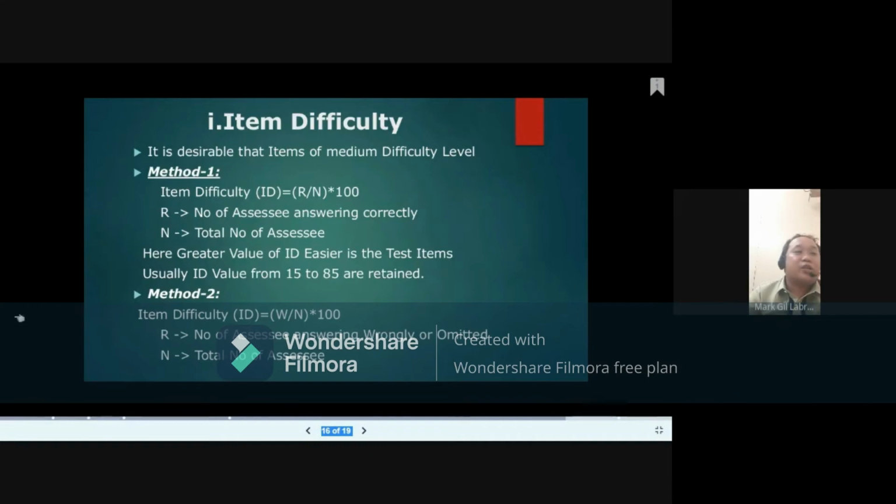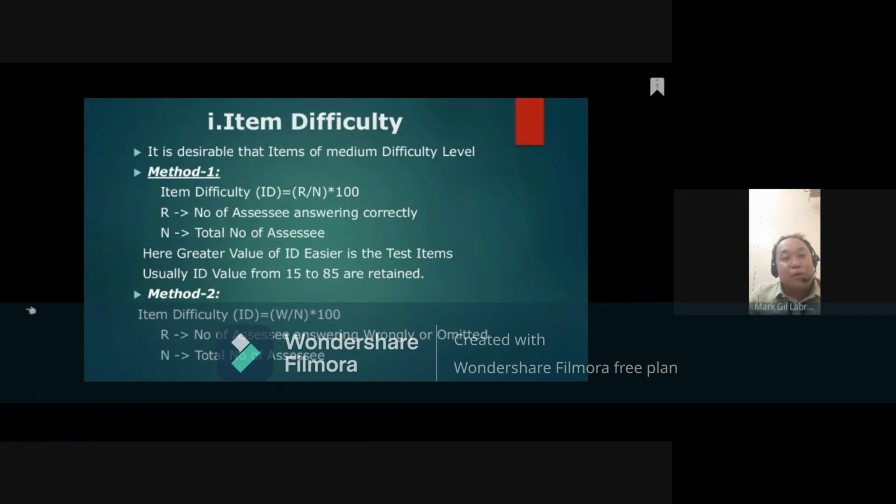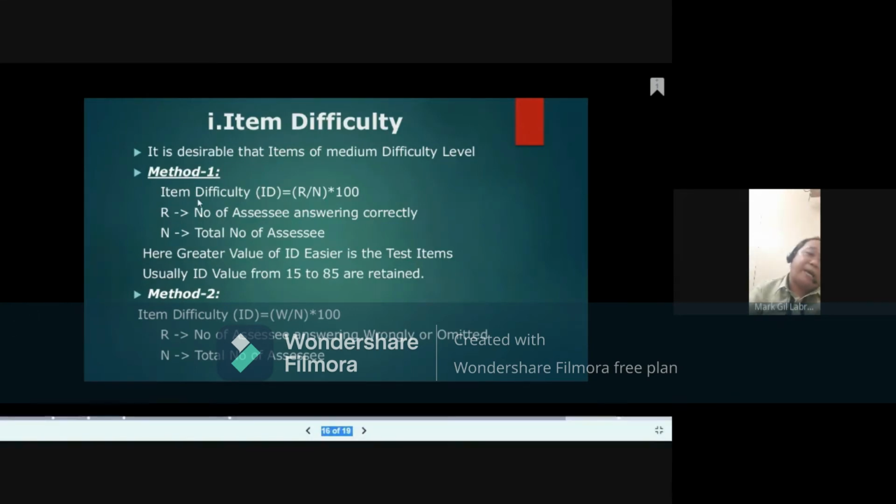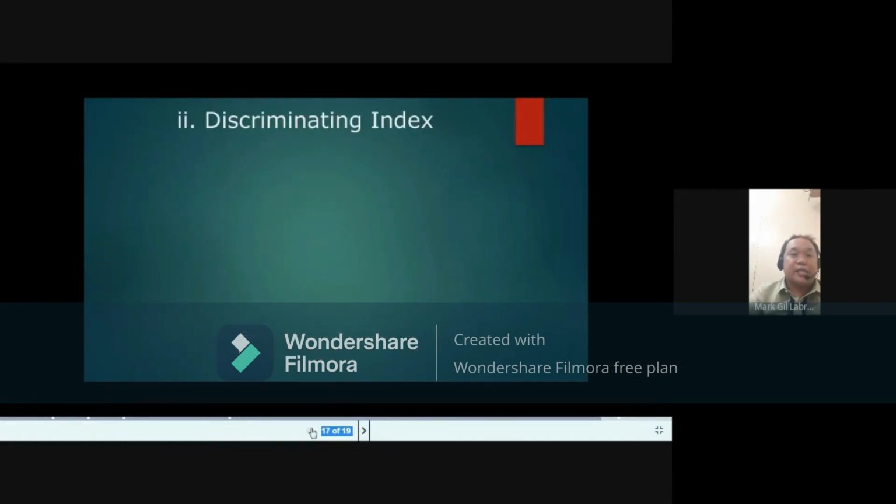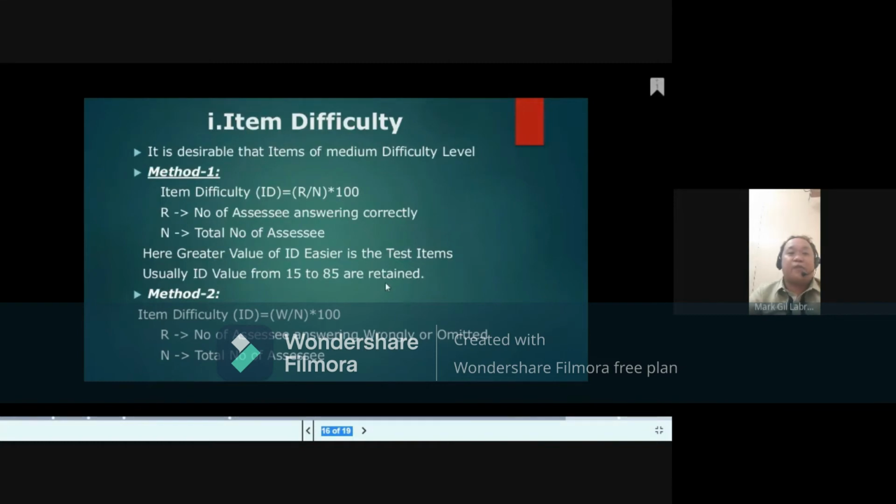Now, another method is ID equals W over N times 100. Yung pinagkaiba niya lang, dito naman ika-count natin yung mga wrong answers, or wrongly answered or omitted by the assessees or our takers. And N is the total number of our assessees. So yun ang pagkuha ng item difficulty.